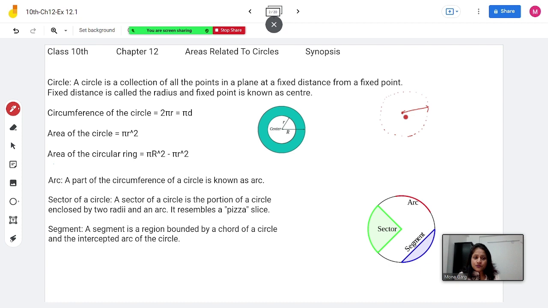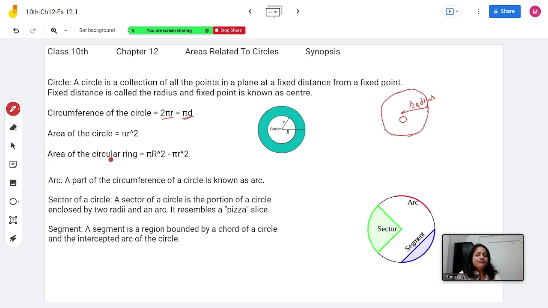It is 2 pi r. Circumference is the boundary of the circle. So, if I have drawn this circle, this boundary is known as the circumference of the circle. For example, if we want to fence the circle, then we need to calculate the boundary, and that is circumference. And if 2r is replaced by d, which is diameter, I can also write circumference as pi d. Now, what is the area of the circle? Yes, it is pi r square.